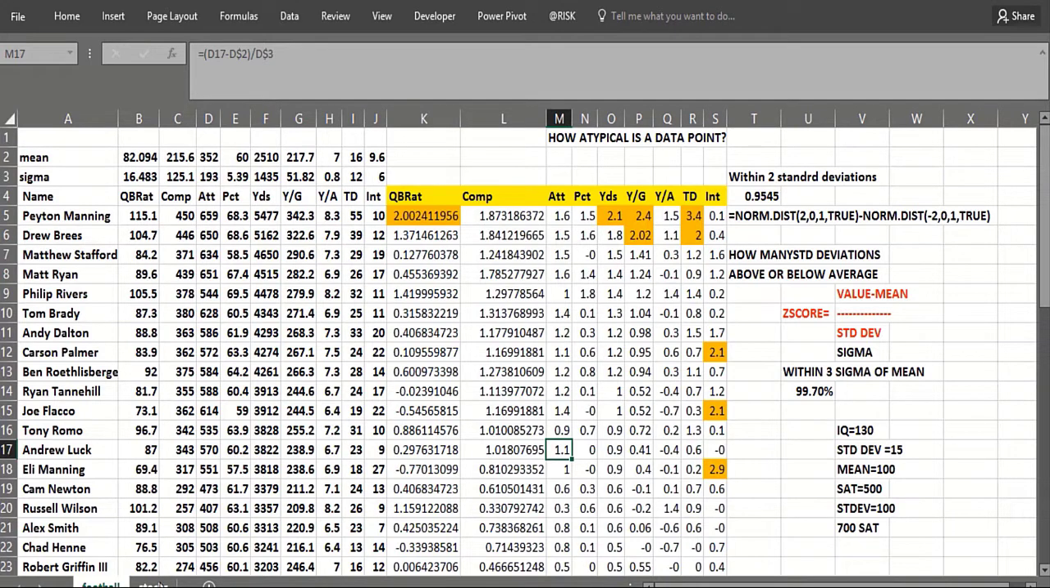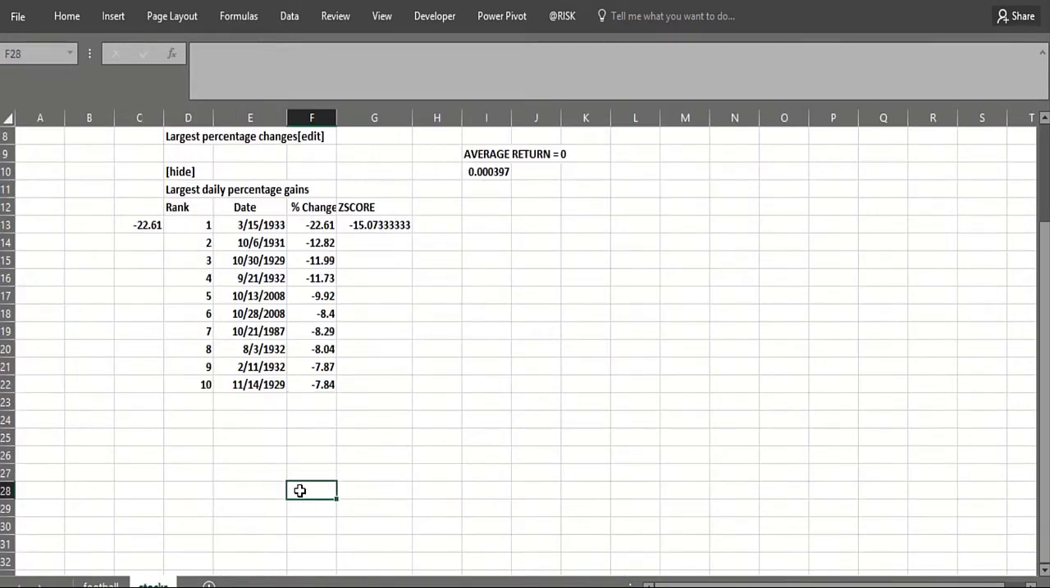Now, what about the stock market? We click on the next sheet here. Okay. So now how do we get the z-score for the stock market? Well, remember z-score is value minus average divided by standard deviation. Now, the daily standard deviation on the stock market is around 1.5%, although it goes up and down certain years.